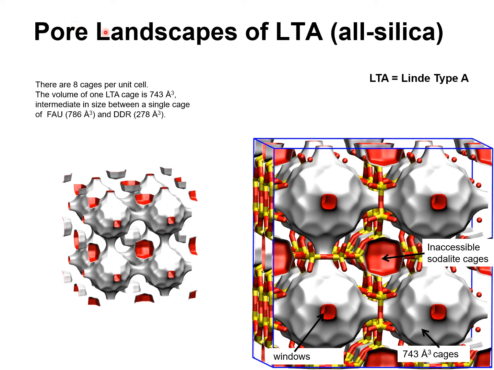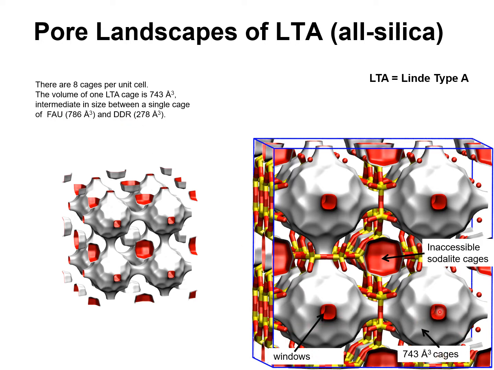Let's have a look at the pore landscape of the all-silica version of LTA zeolite. LTA stands for Linde type A, Linde being the name of the company that was responsible for the synthesis. Each unit cell of LTA zeolite contains 8 cages. Each cage has a volume of 743 cubic angstrom. This cage volume is intermediate in size between the cages of faujasite and DDR zeolite.